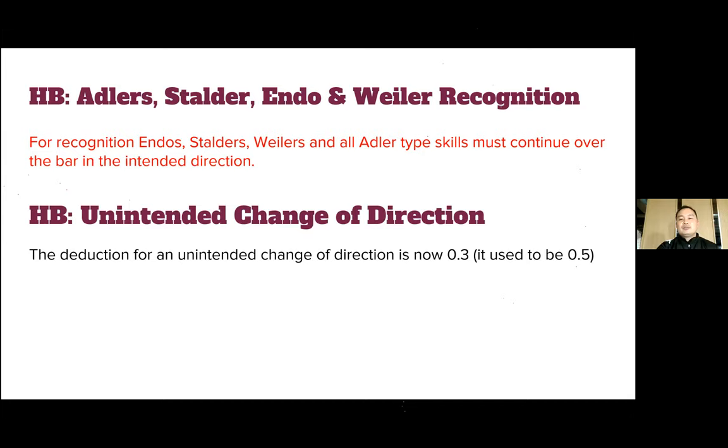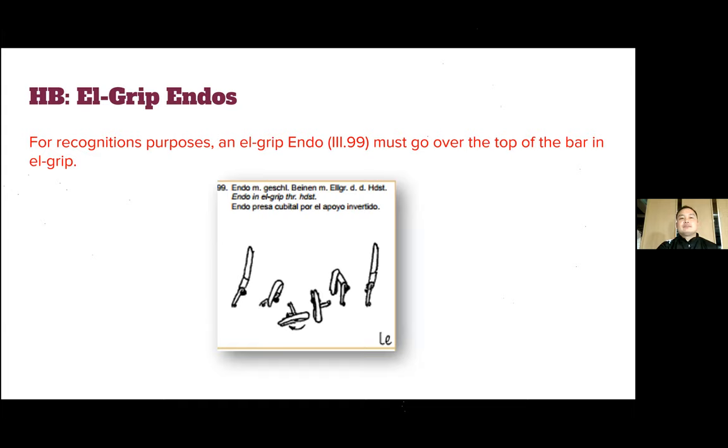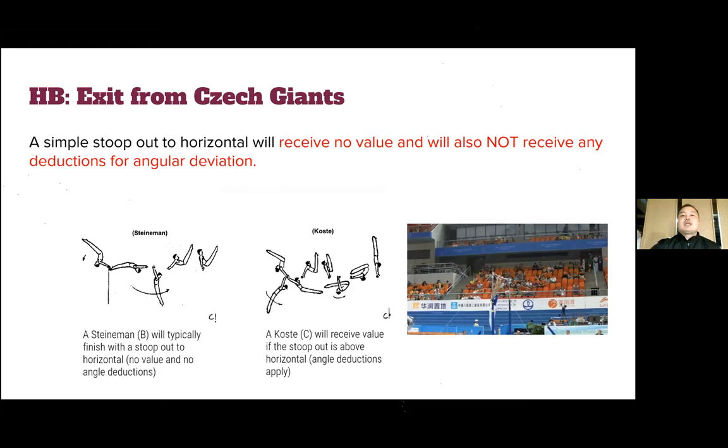L grip endos. For recognition, an L grip endo must go over the top of the bar in L grips. Next, from the check giant, simple stuff out, horizontal will receive no value and will also not receive any deduction for angular deviation. This is the newsletter FIG published.